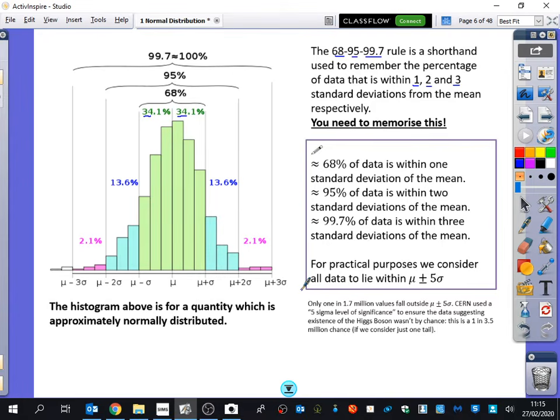We don't actually need to worry about going to those small bits because they're so close to the axis. And all this is just a histogram above, for a quantity which is approximately normally distributed. So instead of a curve here, I've done them as these different bars instead. So you have to know it: 68, 95, and 99.7.